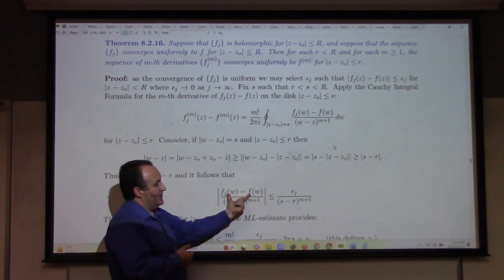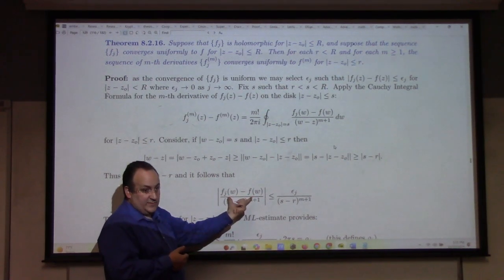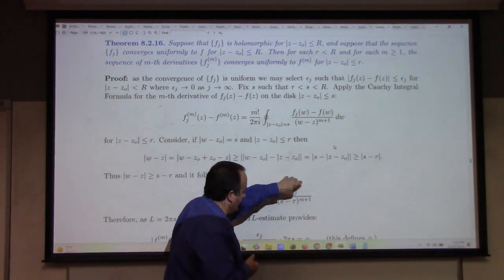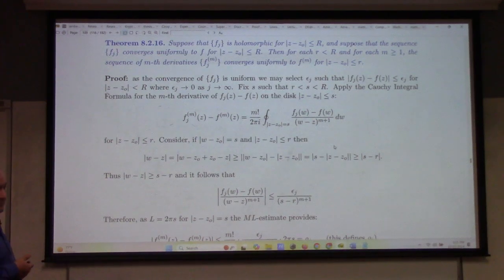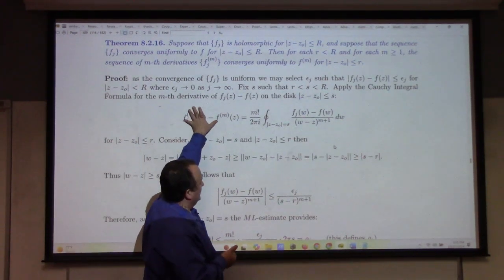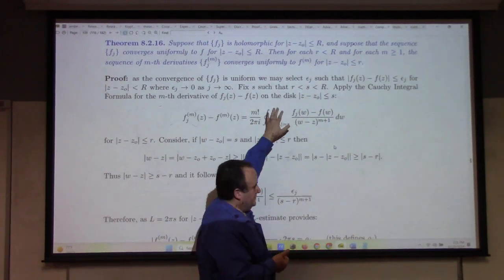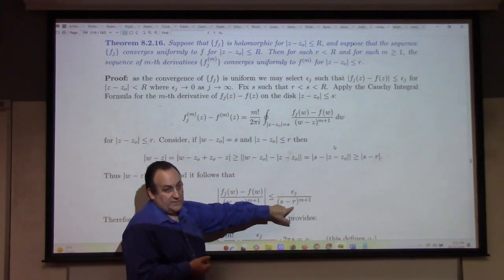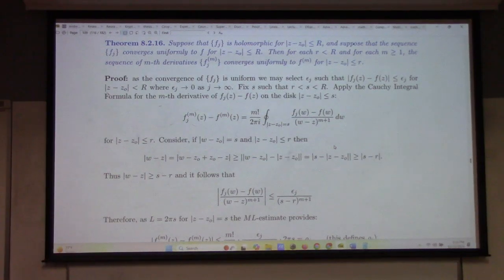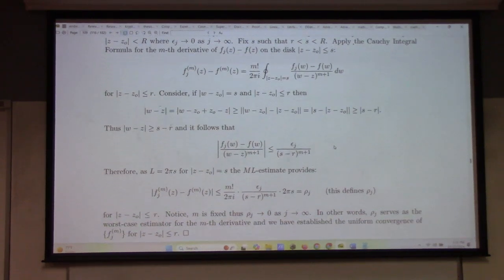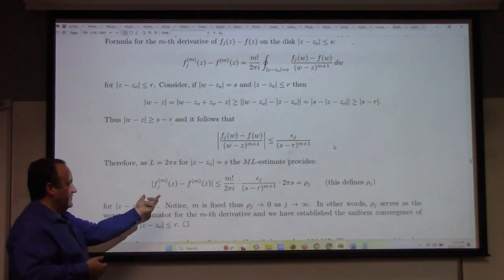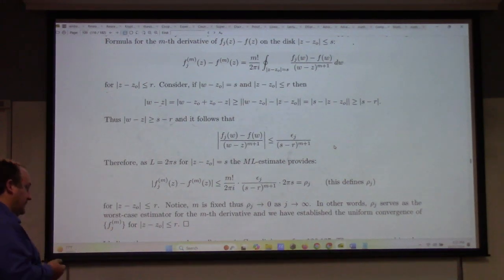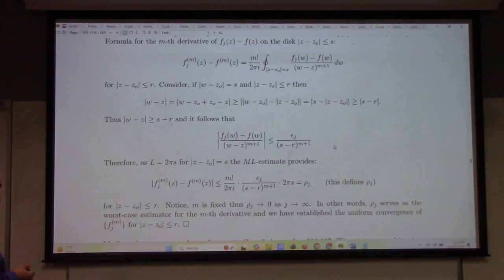Now this epsilon j, remember, is because of the uniform convergence of the sequence. We get the worst case estimator. But then, lo and behold, this will serve as a worst case estimator for the mth derivative. See, because the modulus of this is less than or equal to the modulus of that, which is bounded by that. But this goes to 0 as m goes to infinity, which means that, well, I'm glossing over some details here, but anyway, the argument is that we have found a worst case estimator for the mth derivative, which shows you, of course, that it uniformly converges.